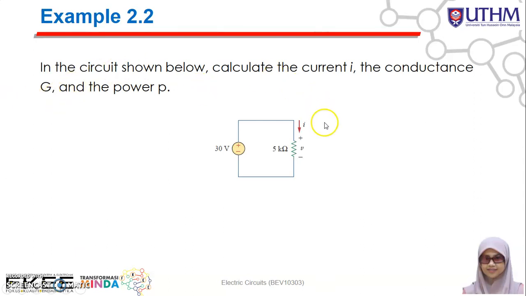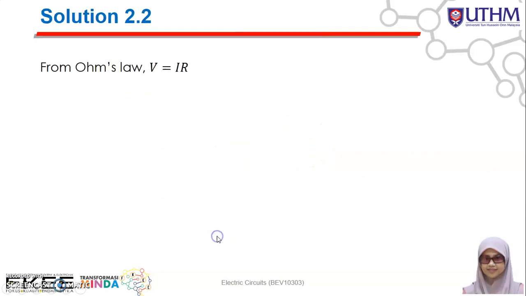Next we go to the second example. In the circuit shown below, calculate the current I, and then calculate the conductance G and the power P. Now you have a circuit with supply V is equal to 30 volt and R is equal to 5 kilo ohm. You need to find the value of I. According to Ohm's law, V is equal to IR, so I is equal to V over R. V in this case is 30 and R is 5 kilo ohm, so I is equal to 6 milliampere.